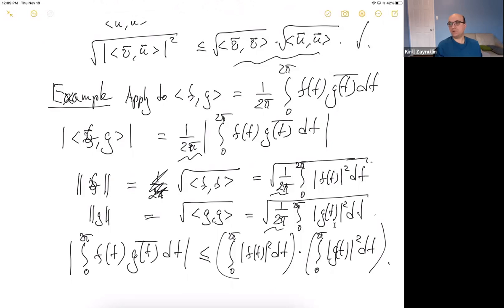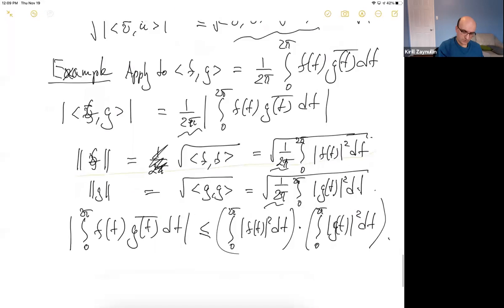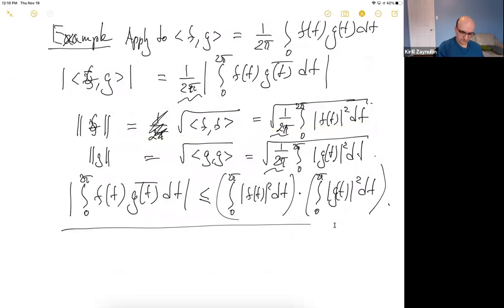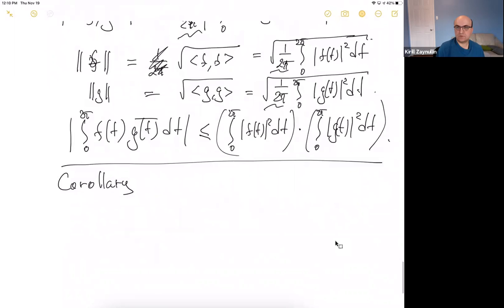And perhaps you have seen this formula in the calculus class. Well, at least if you were taking the second calculus, there should be something like this. Okay, so that's the Cauchy-Schwarz inequality. Now let me mention another inequality, which is actually a consequence of this Cauchy-Schwarz. So let me mention the following corollary. This is the so-called triangle inequality.